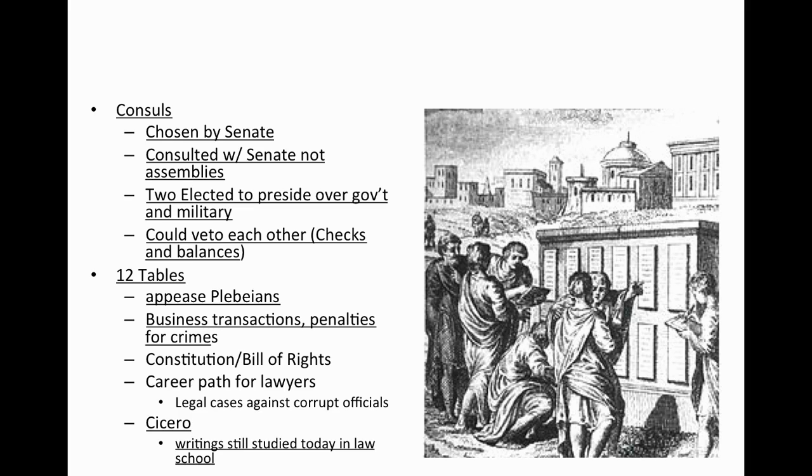It was used to appease the plebeians, kind of establish personal or civil rights or liberties, or maybe not liberties, but basically just to protect their citizenship and their rights. So it outlined punishments or penalties for crimes, and rules and regulations for business transactions to protect maybe merchants or traders. But it's an early example of a Bill of Rights. It also helps establish a career path for lawyers, right? When you have a legal system, you need experts. And Cicero is kind of the early legal expert, and we still study his writings in law schools today.